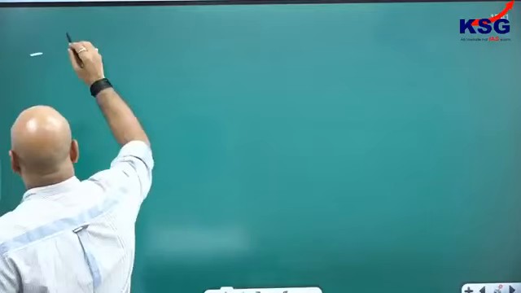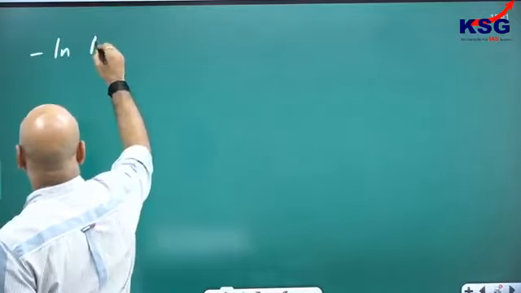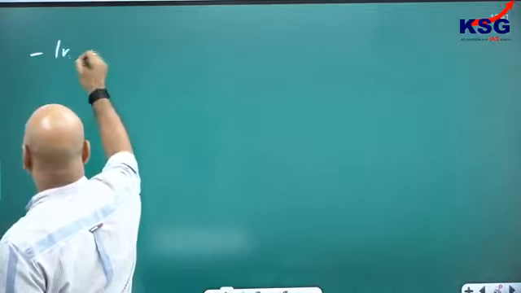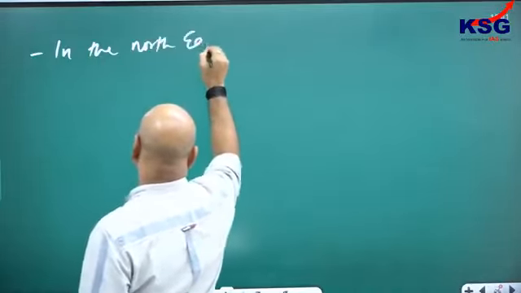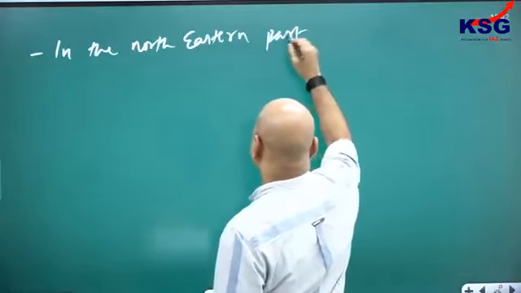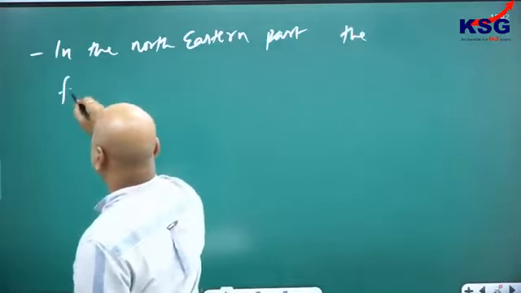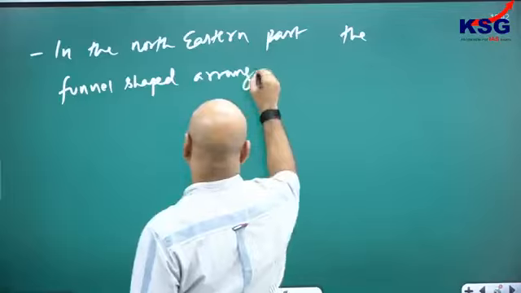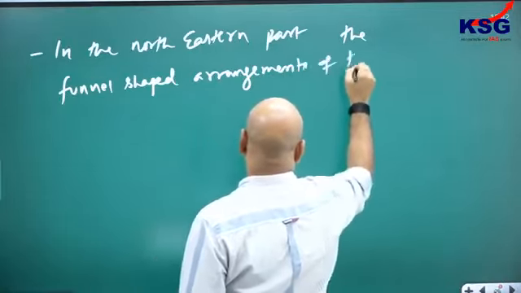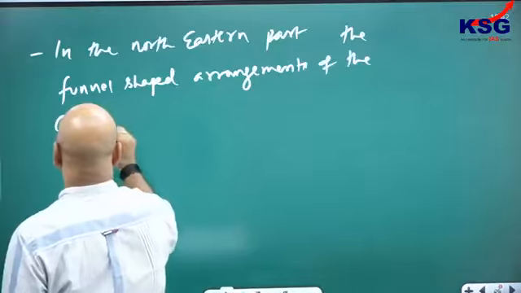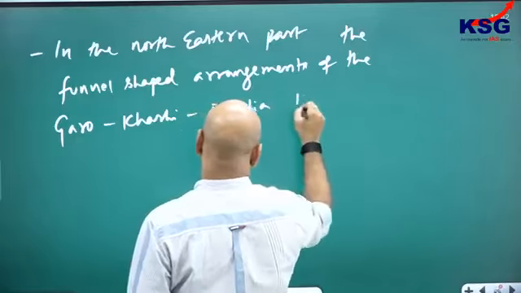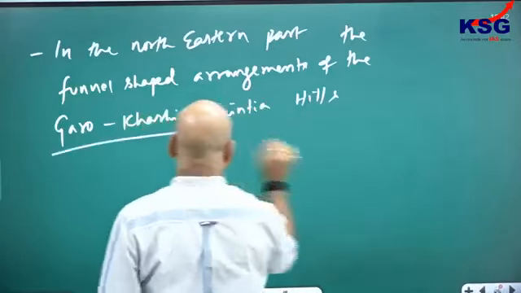Another point you note down. In the northeastern part, the funnel shaped arrangements of the Garo, Khasi and Jaintia hills. Garo, Khasi and Jaintia hills.